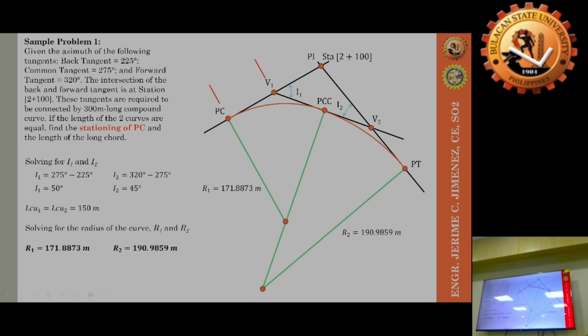So, we know that PC, ito yung distance na to, meron tayong distance dito. Okay? PC to vertex sub 1 is equal to T1 or the tangent distance 1. Then from V sub 1, papunta sa PI, unknown. Okay? Hindi natin alam kung anong distance to. So, lagyan ko lang siya ng variable as x sub 1. Mahilig naman tayo sa x.